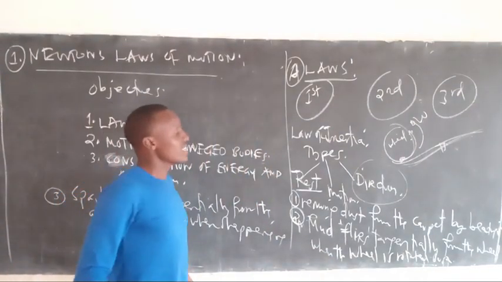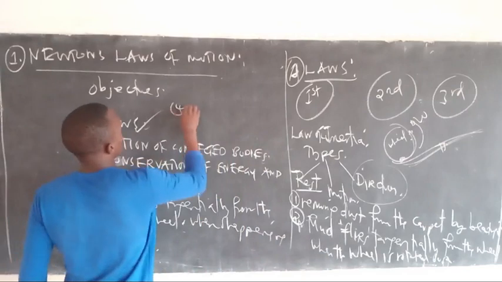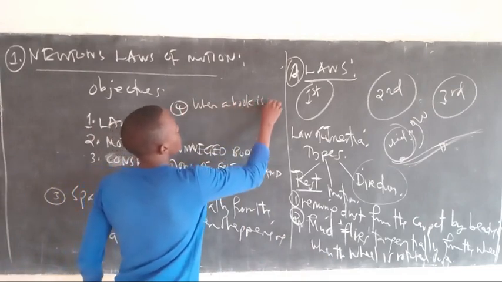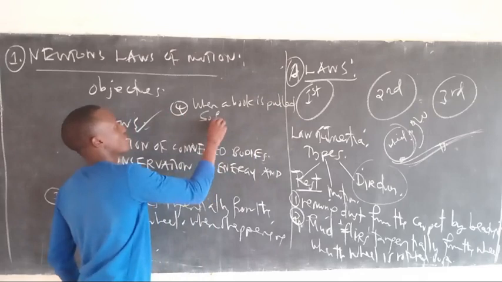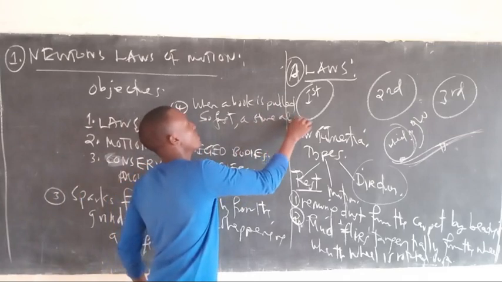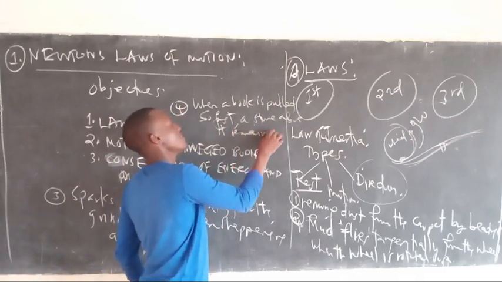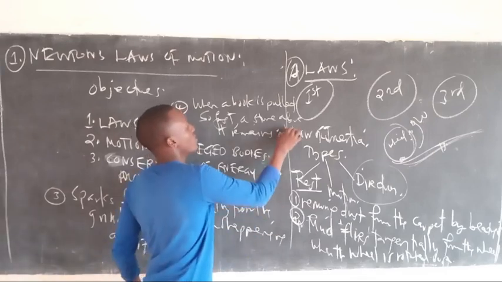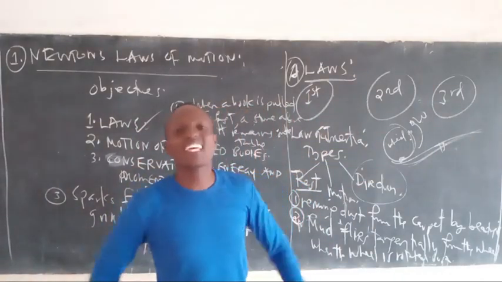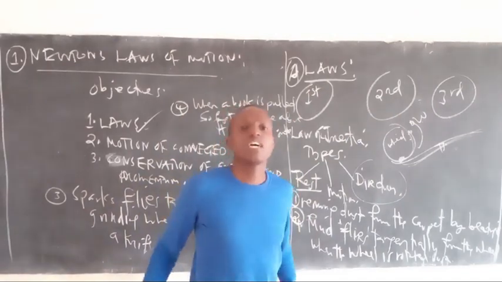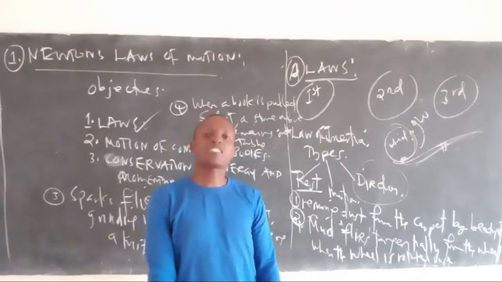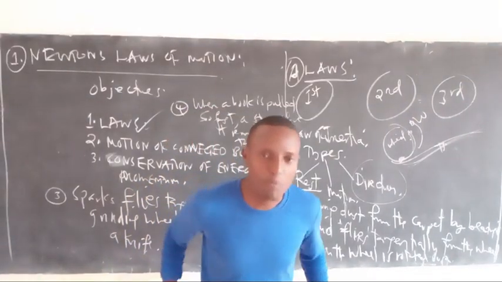Okay, another case, number four. When a book is pulled so fast, a stone above it remains on the table. The reason is that the stone has resisted the change. Another example: I just remind you, when a car starts abruptly, a passenger falls backward. And when it stops abruptly, a passenger falls forward.